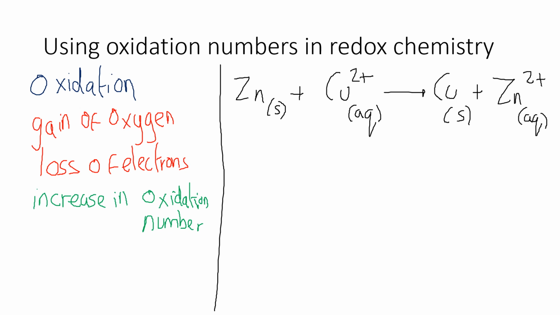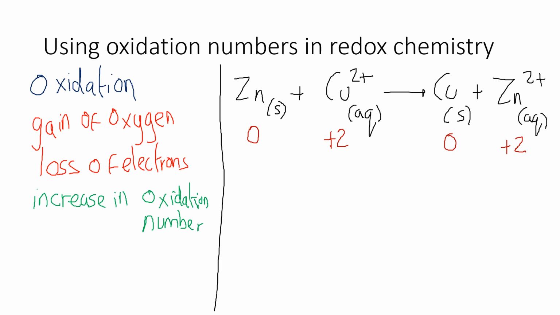The first thing to do would be to go through and assign oxidation numbers. So zinc is an uncombined element, so its oxidation number would be 0. Copper 2+ would be +2. Copper would be 0. And zinc 2+ would be +2.